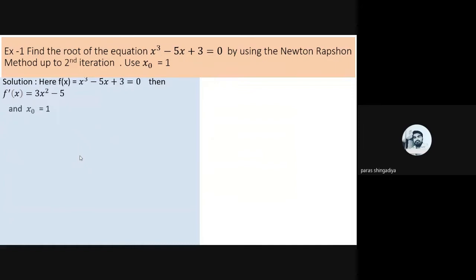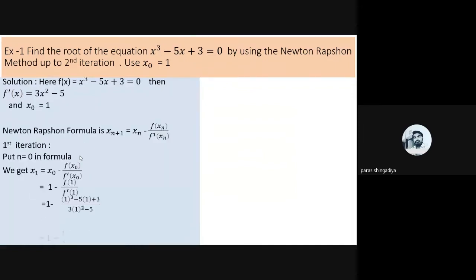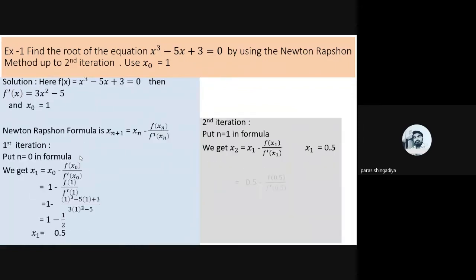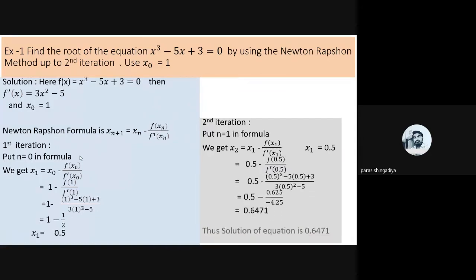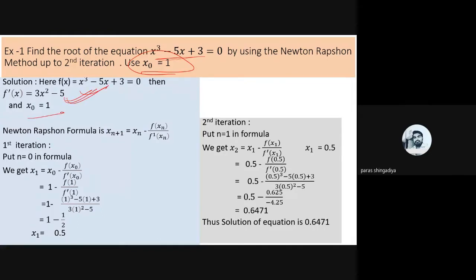After that, we had discussed this example in the last lecture: x cube minus 5x plus 3 is equal to 0, by using the Newton-Raphson method up to the second iteration. This means we need two iterations to find the answer for x cube minus 5x plus 3. Use x0 is equal to 1, which is already given. First consider the function, and its derivative is 3x square minus 5. Here x0 is equal to 1.